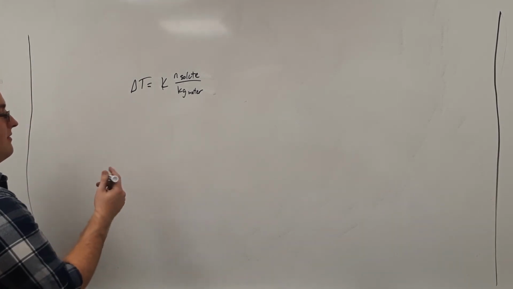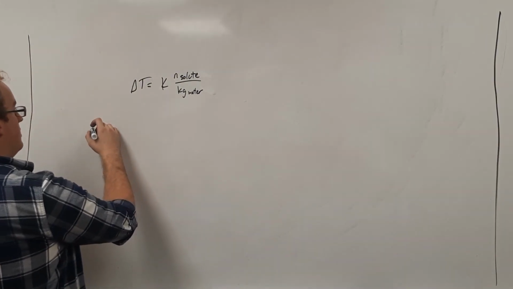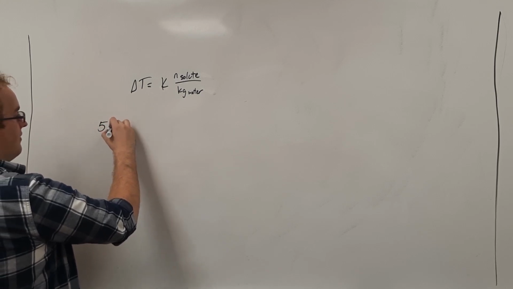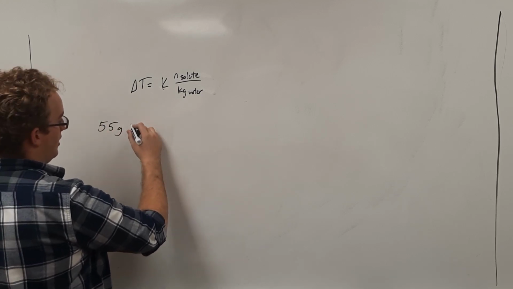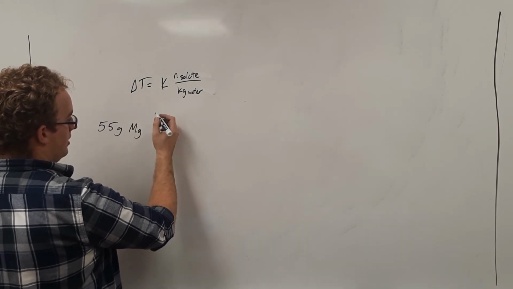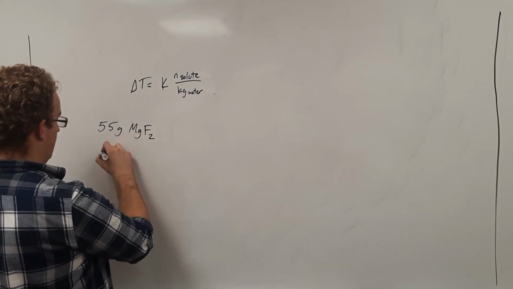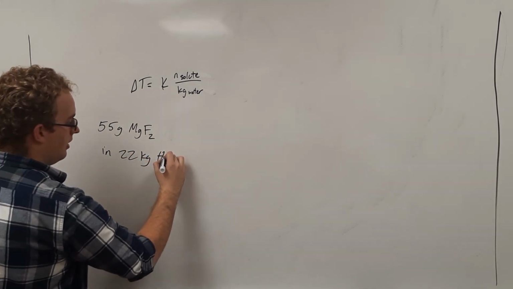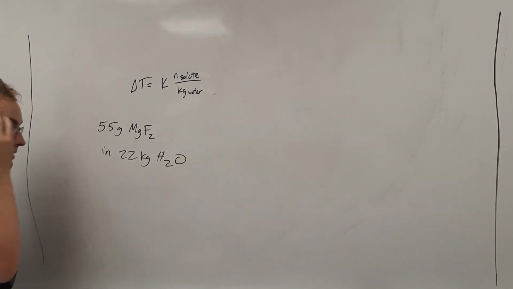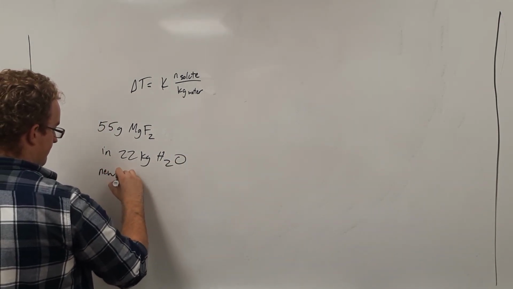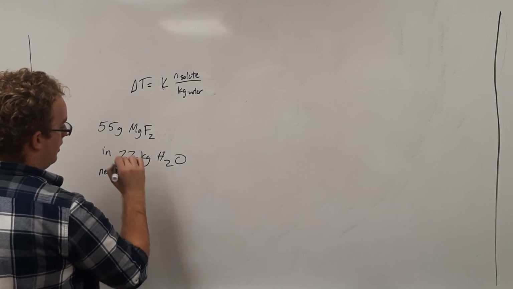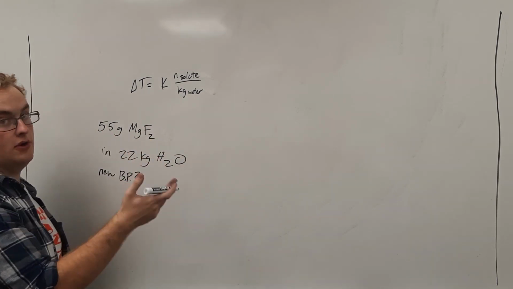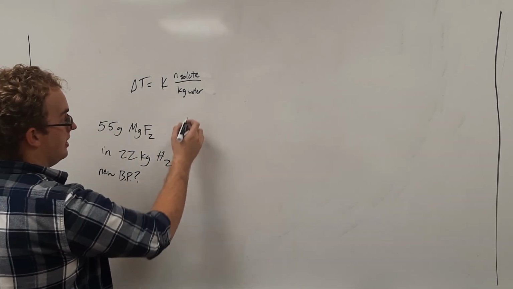So let's say we have a problem where you dissolve 55 grams of magnesium fluoride in 22 kilograms of water. What is the new boiling point? So we have moles of solute. We're going to convert 55 grams to moles. We have kilograms of water already right there.